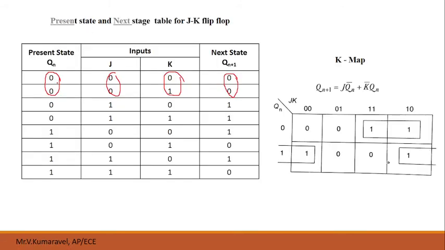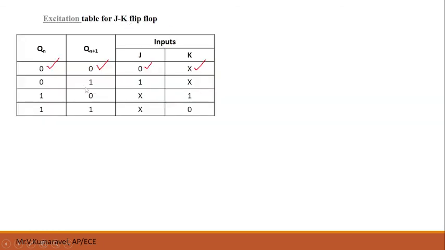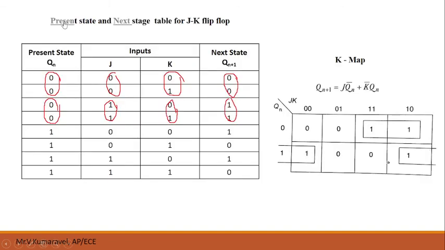Simply consider the other cases. The next case is present state 0 and next state 1. The 01 case, what happens? J is 1 and K is don't care. So for the 01 combination, your J equals 1 and K is don't care. Let us go back to the other case.